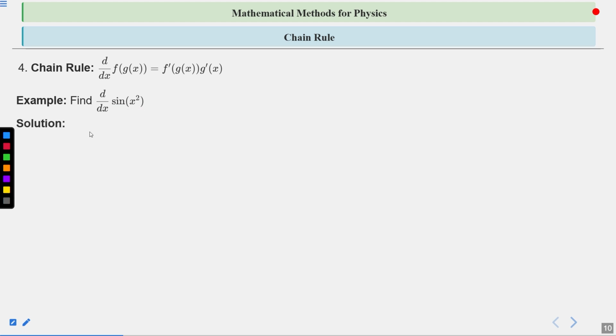Solution. So for the derivative of sin x square, firstly we take the derivative of sin, which is cos x square. Then the derivative of x square is 2x. First we take the derivative of the outer one. So it will be 2x cos x square.